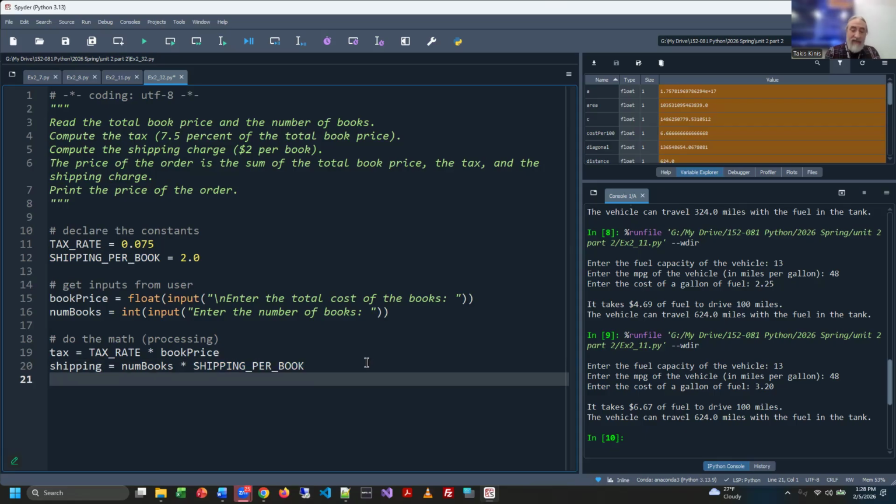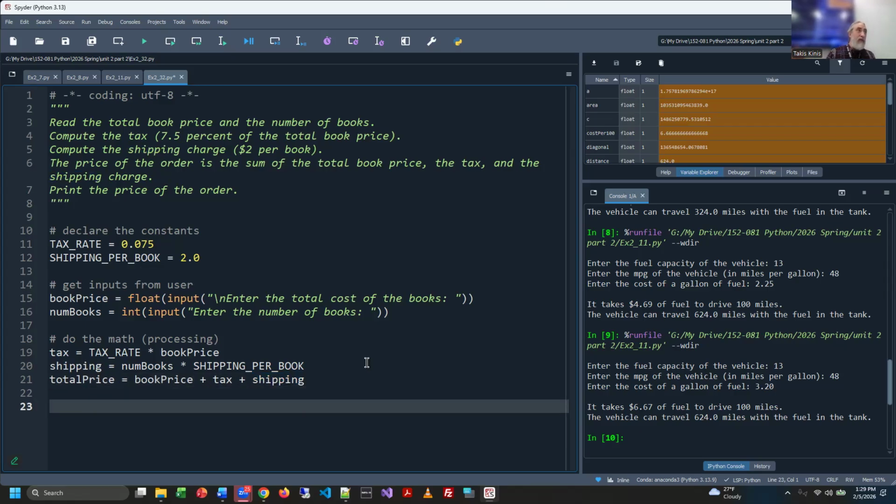All right, we also have to calculate the total price. I'm just going to call that total and then price, the capital P there. And then how do you get that? Well, you take the book price, right? And then we add the tax. And we add the shipping. That will give us our total and it'll put it on the screen.